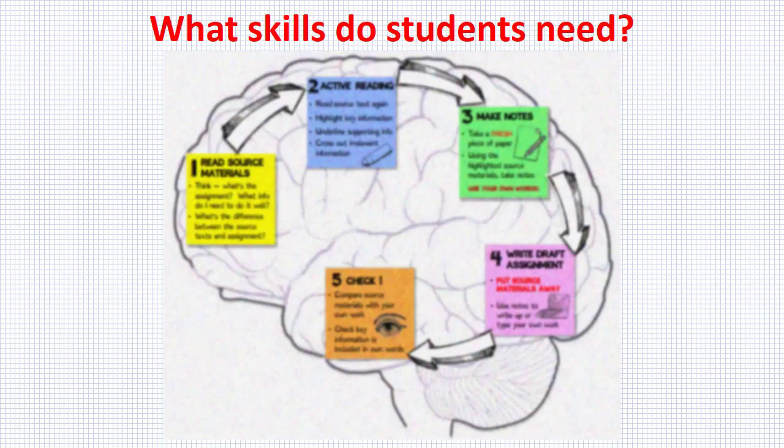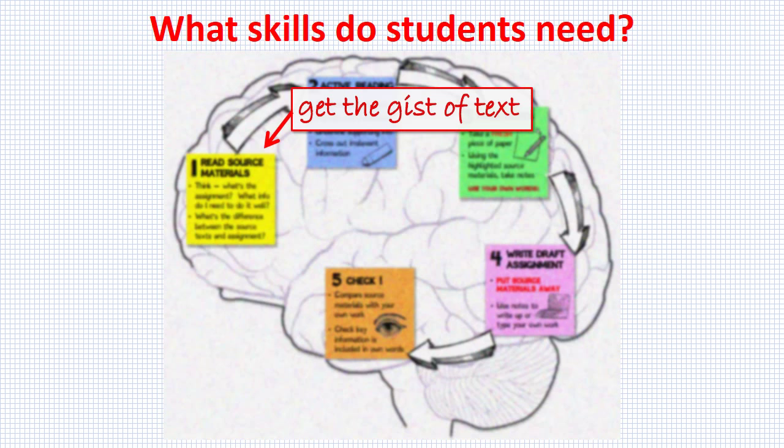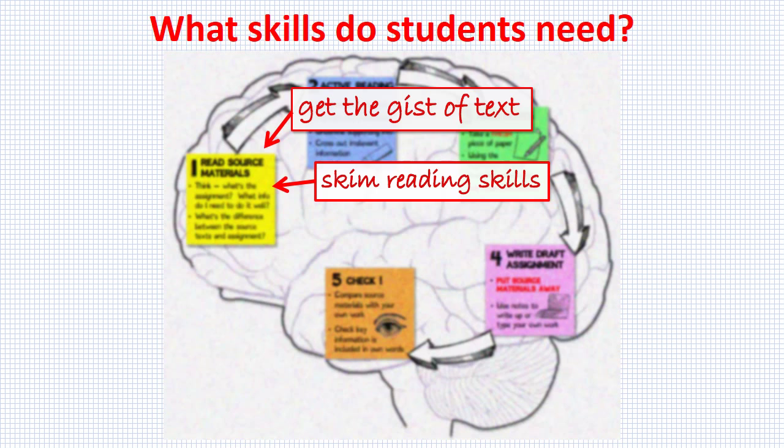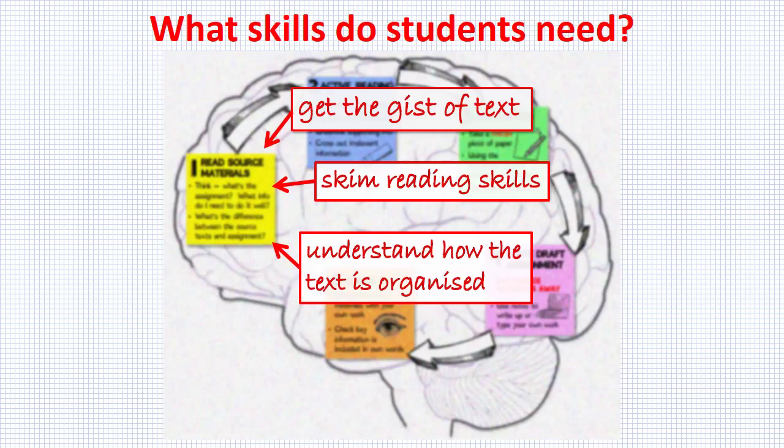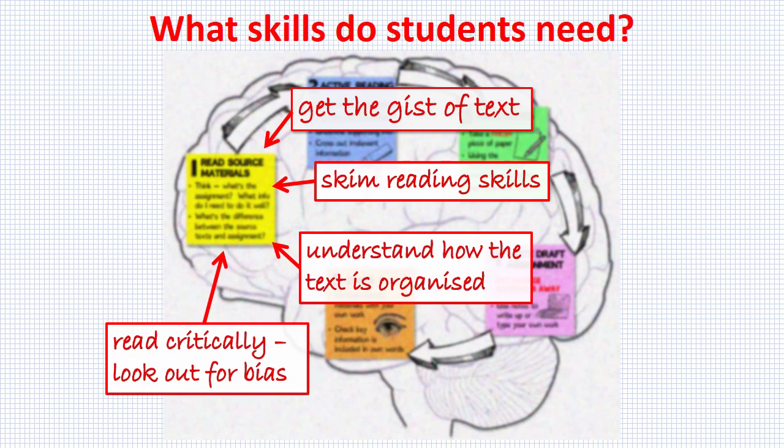So clearly, students need a lot of different skills to do all of this. In step 1, they'll need to be able to get the gist of the text, so they'll have to be able to skim read effectively. They also need to use headings and images to help them understand how the information is organised on the page. And they'll have to evaluate the text as well, so they'll have to read it critically to notice if it's biased or inaccurate or anything like that.